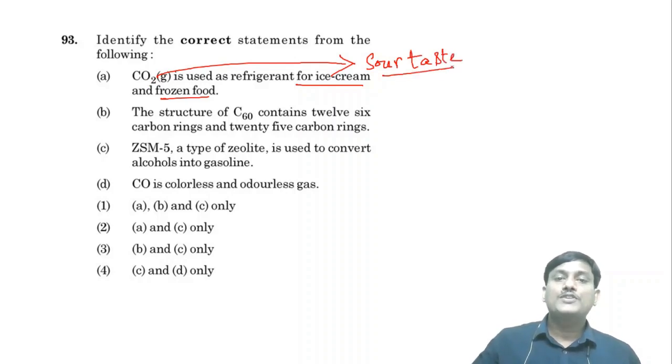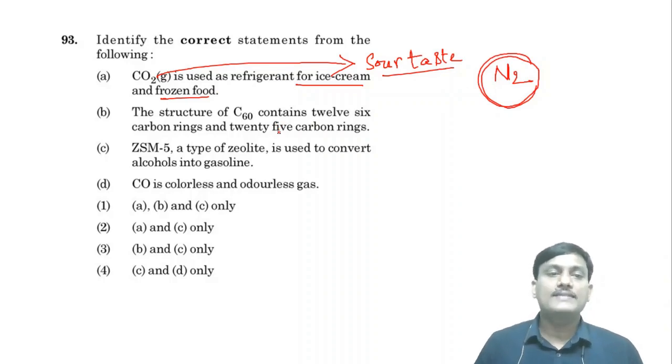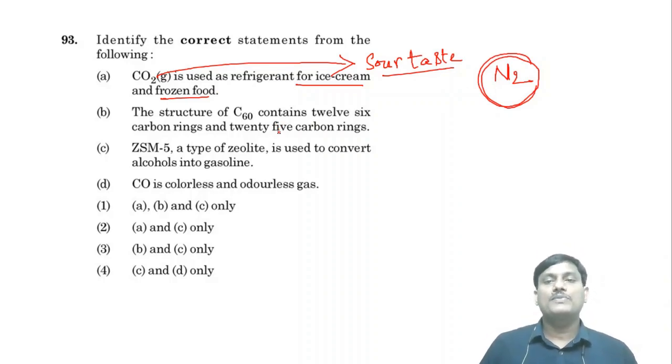So instead of CO2, the refrigerant gas which is used for the preparation of ice cream and frozen food is nitrogen. Nitrogen is a gas which is used as refrigerant for ice cream and frozen food.